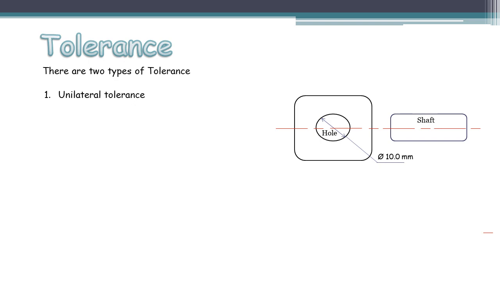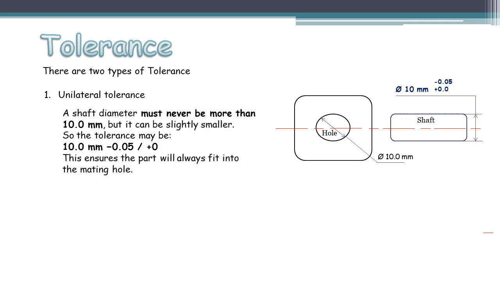So it must be 10 mm minus 0.05. Nominal value is 10 mm. Acceptable range is 9.95 to 10 mm. This ensures the part will always fit into the mating hole.